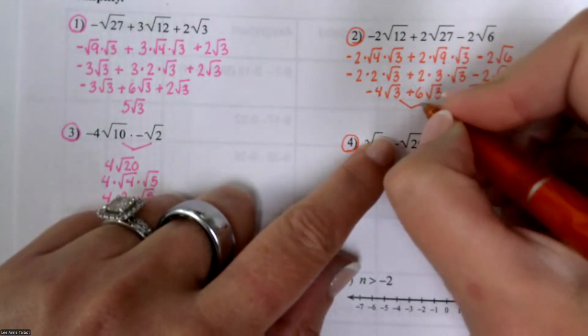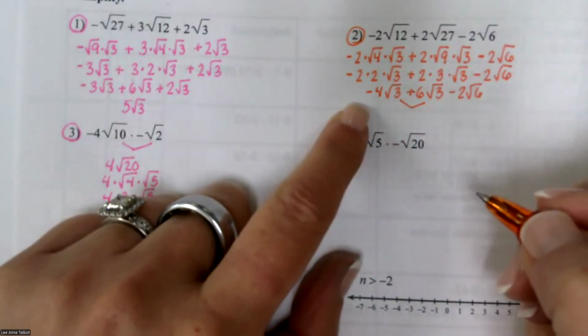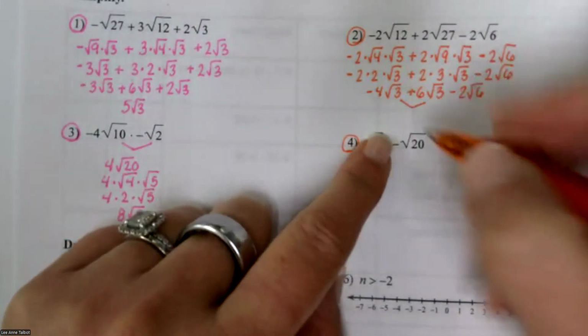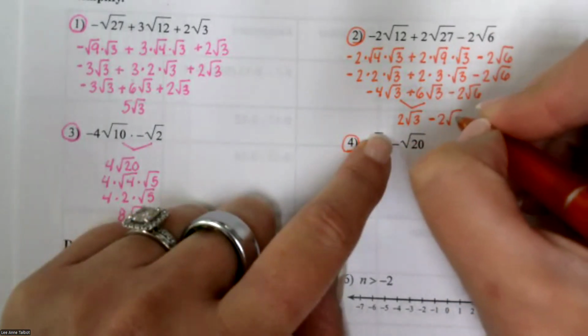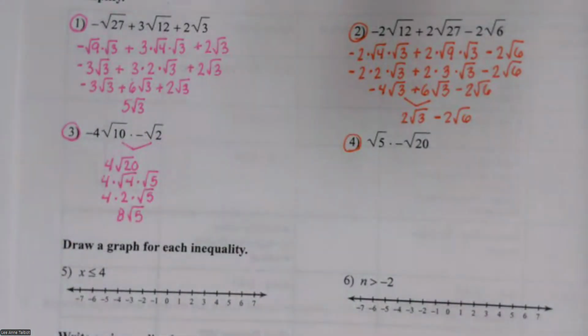Okay, and these two are combinable. -4 plus 6 is +2. 2 square root 3 minus 2 square root 6. Great job. I love it.